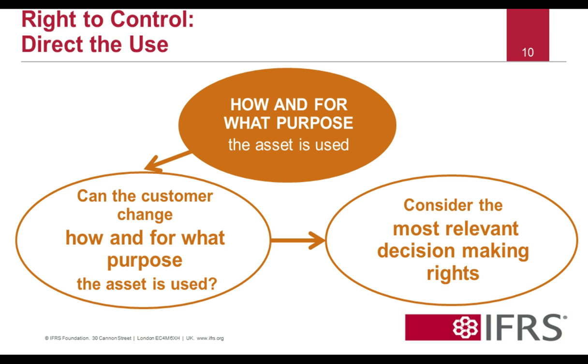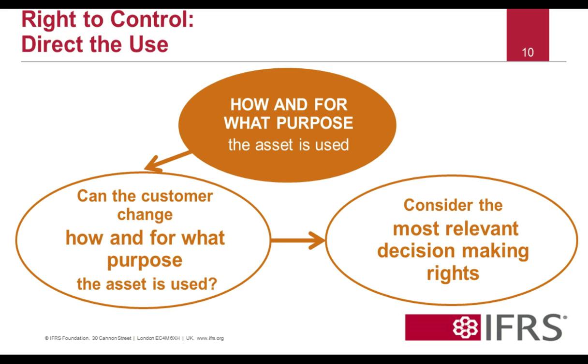So when thinking about this, entities need to be thinking about whether the customer is able to change how and for what purpose the asset is used throughout the period of use. If it does have this ability, then it has the ability to direct how and for what purpose the asset is used. At a high level, decisions made about how and for what purpose an asset is used are those decisions made about the output that an asset produces. Where it produces output, when it produces output, what output it produces, and whether it produces output.